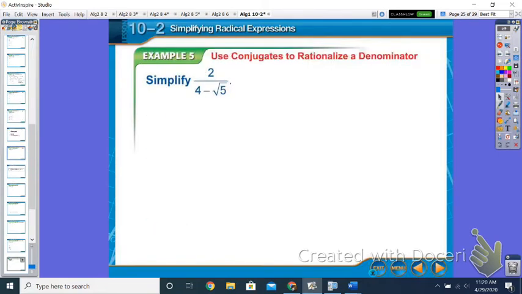All right, one last thing to look at here. Okay, this is what we call multiplying by the conjugate. You see the word conjugate here. And we call it rationalizing the denominator. So again, we don't like this square root of 5 down here.